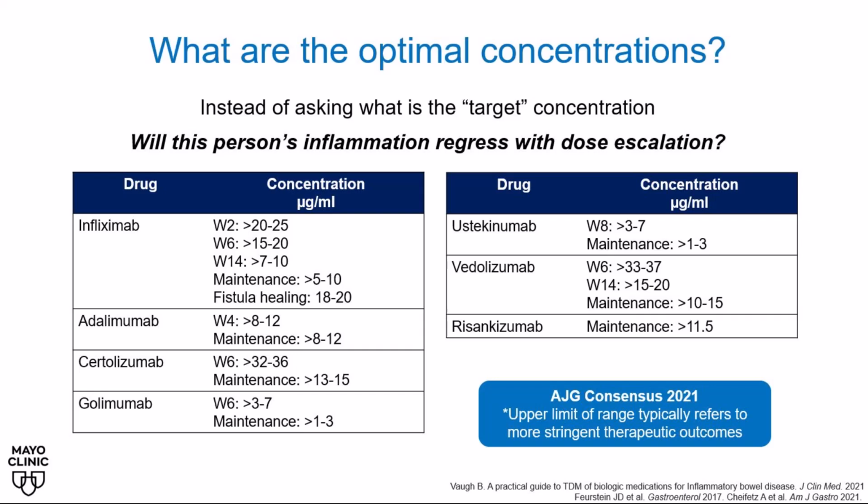If patients are partial responders and they don't have anti-drug antibody and their levels aren't through the roof, I'm going to dose escalate these particular patients. And I'm using this type of monitoring to help me do that. And then you can see ustekinumab, vedolizumab, and risankizumab, and I put these over here because those are the non-anti-TNF therapies. These are based on the AGA consensus from 2021. And certainly looking through the literature, there's not been much change in terms of understanding overall target levels for these particular drugs.